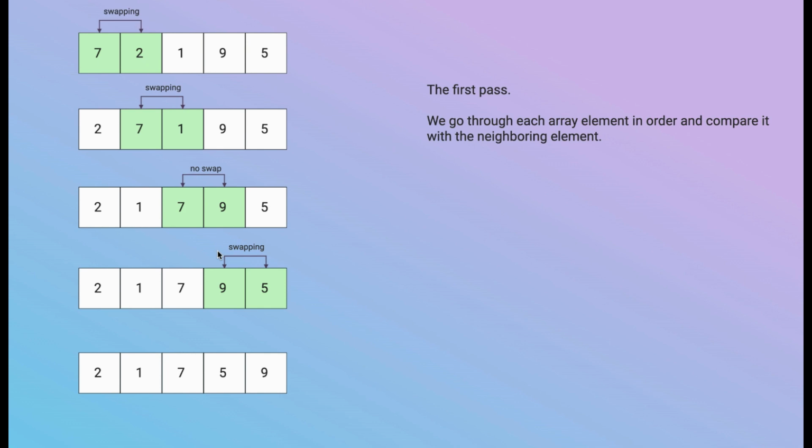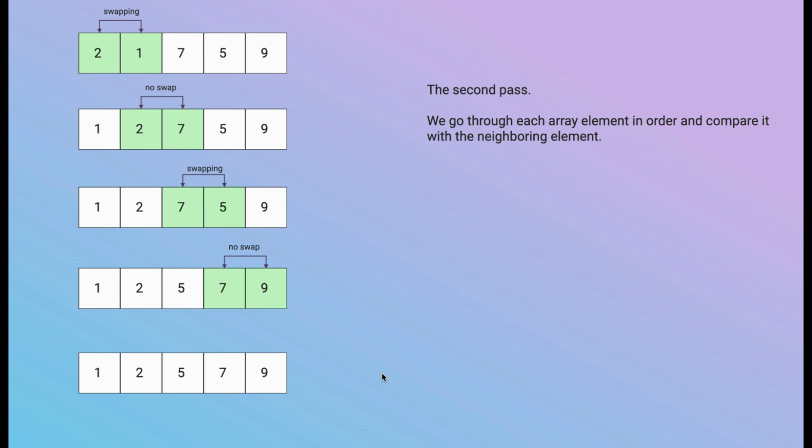We still have the unsorted array. Let's continue and start the second pass. We also go through each array element in order and compare it with the neighboring element. Compare 2 and 1. 2 is more than 1. Swap 2 and 1.